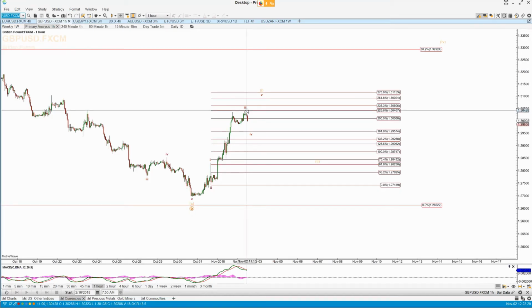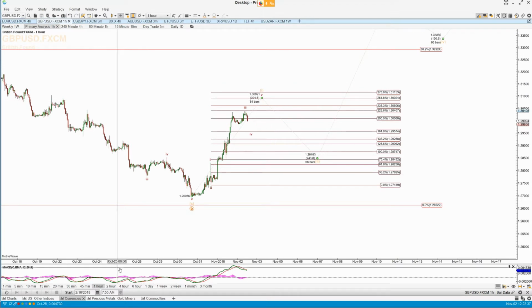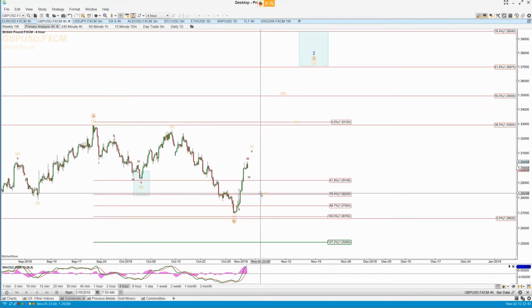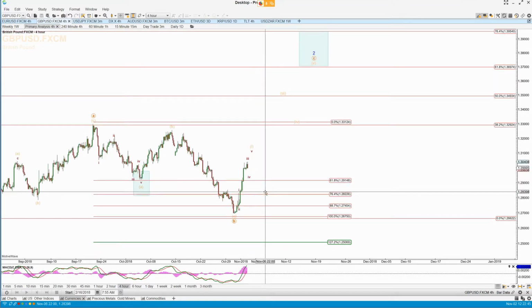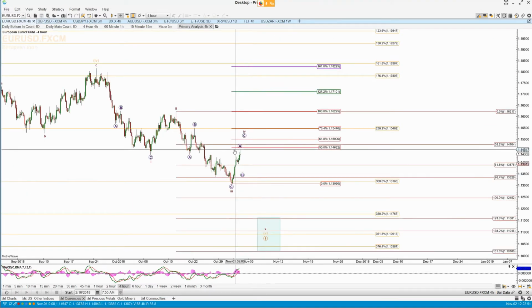And then the currencies. Cable came off the low, I've got a 3 up. I'm looking for a 4, 5 to complete the A wave, the wave 1 rather, of the C wave up of the 2. So if we start to get the pullback and it holds the retrace levels, that gives you another long entry for the 3, 4, 5 in cable to the upside.